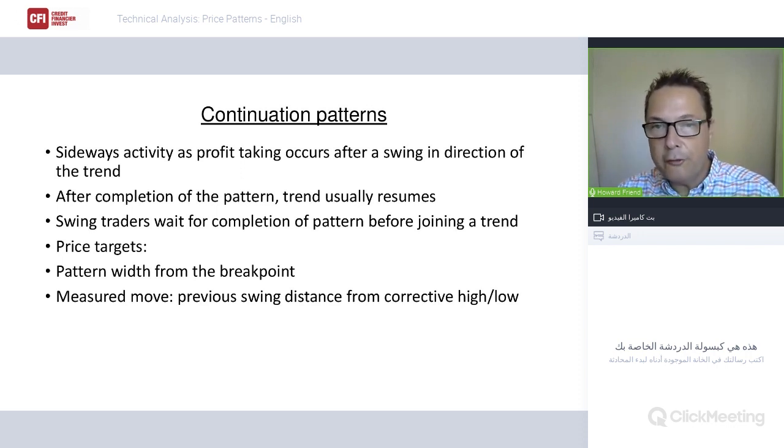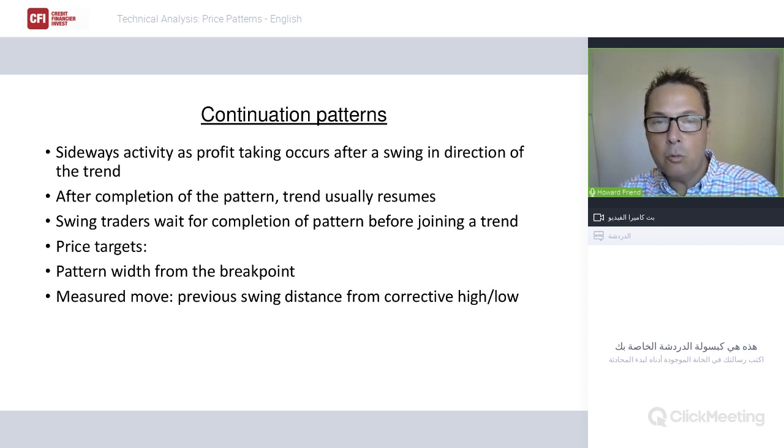So you identify the trend, or which way momentum is going, by a sharp move up or down, and then you look for a pullback against the trend. And once that pullback has been completed by confirmation of the completion of a continuation pattern, then you have an entry point to have a go in the direction of the trend.